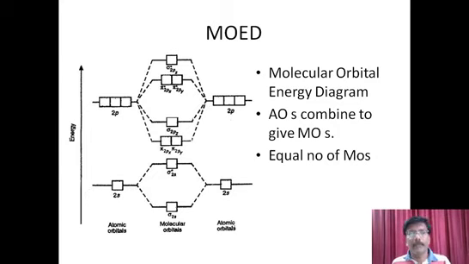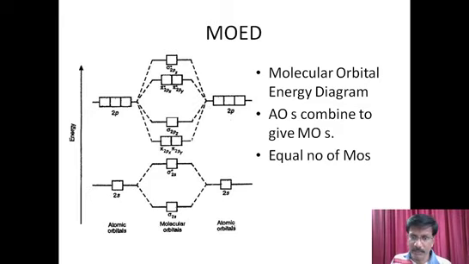If at least one unpaired electron is present in the MO diagram, then that particular molecule is paramagnetic in nature. We can easily conclude that. Whereas if there is no unpaired electron, then we can easily conclude that it is diamagnetic in nature. This is one important conclusion.